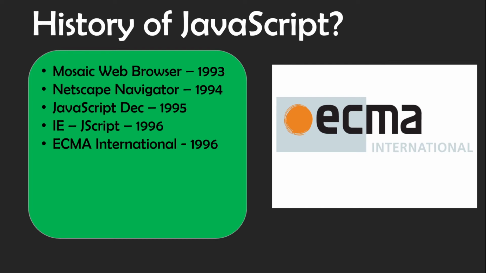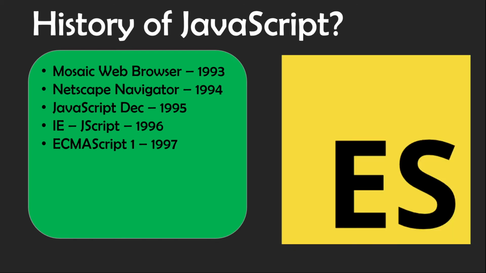ECMA International, which is European Computer Manufacturers Association. Netscape wanted ECMA International to standardize the specification of JavaScript so that all the browsers could conform to it. And that resulted in ECMAScript 1 in 1997. ECMAScript 2 was released in 1998 and ECMAScript 3 was released in 1999, but after that it kind of faded away with the popularity of Internet Explorer.